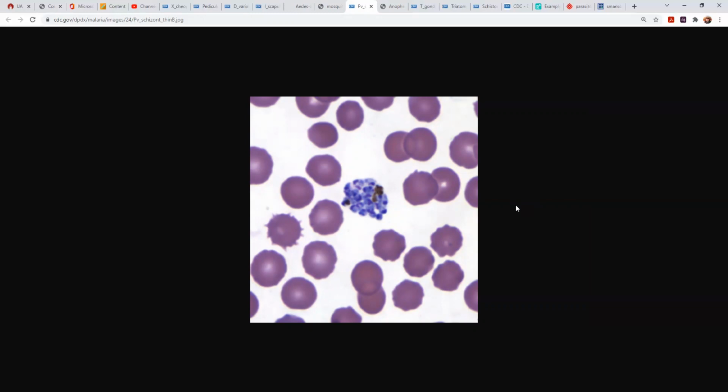Now we're going to look at another protozoan here. This is Toxoplasma gondii, which causes toxoplasmosis. Again, this is a protozoan. They kind of have this crescent shape here, with a large, dark staining nucleus, kind of off center. So that's Toxoplasma.